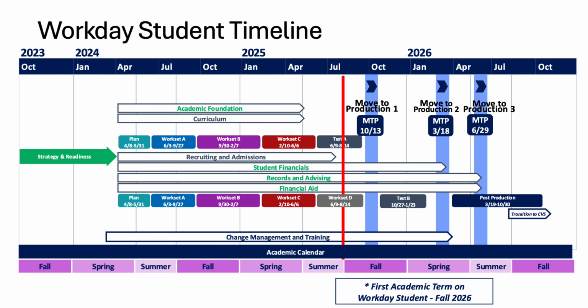As you can see, this is a high-level timeline of the project, and it shows that we have been working in work sets of configuration, work set A through work set D. We are now in the middle of work set D, which is the last one of the work sets. After that, we will be focusing on end-to-end testing to ensure as smooth as possible go live in March 2026.